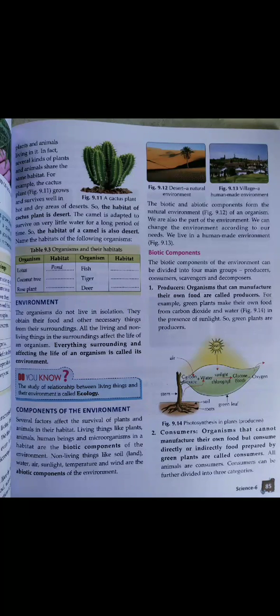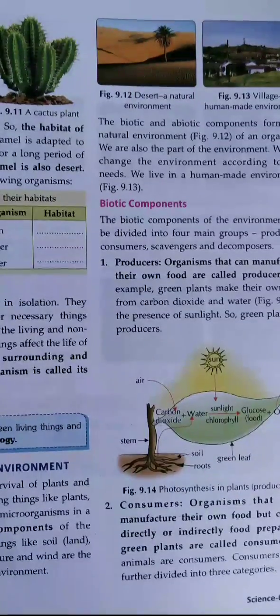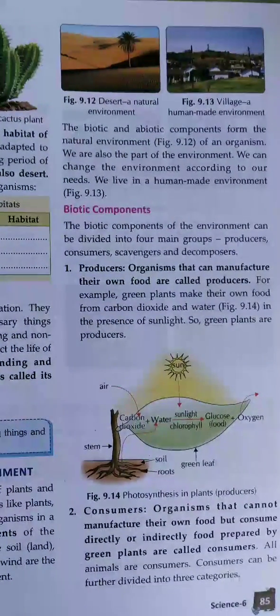Now we have components of the environment. Several factors affect the survival of plants and animals in their habitat. So habitat is the surrounding area of the organisms. Living things like plants, animals, human beings and microorganisms in a habitat are the biotic components of the environment. Non-living things like soil, water, sunlight, temperature and wind are the abiotic components of the environment. Means the living things like plants and all are the biotic components and non-living things are the abiotic components. The biotic and abiotic components form the natural environment.